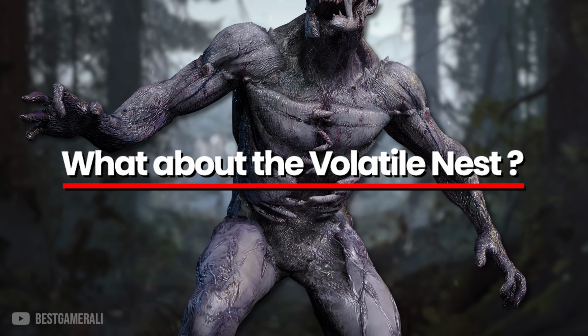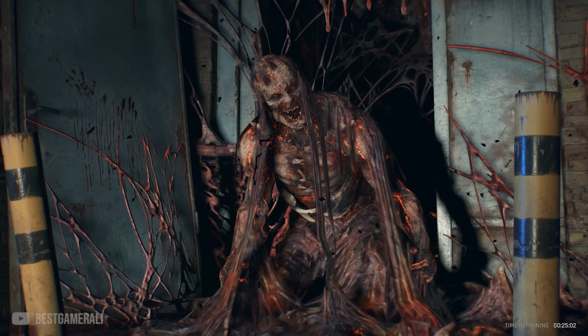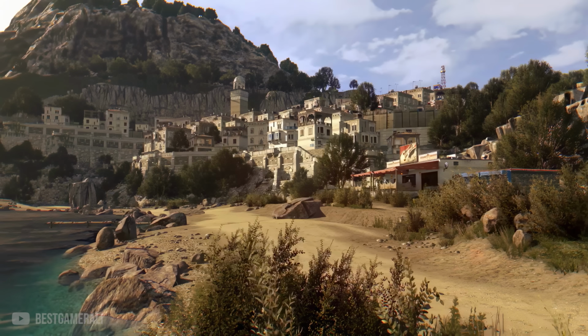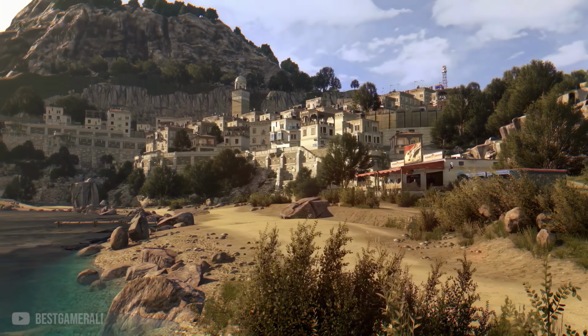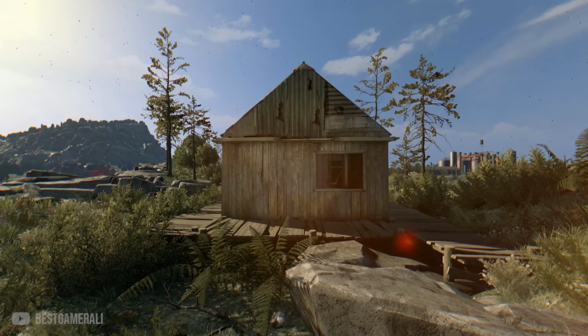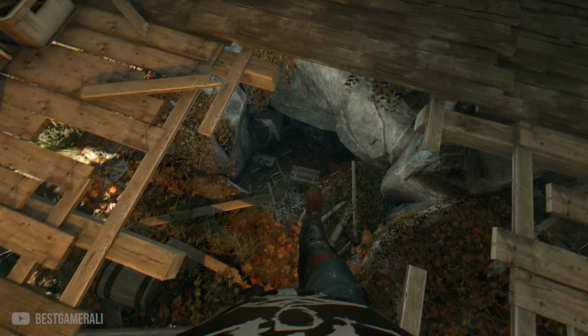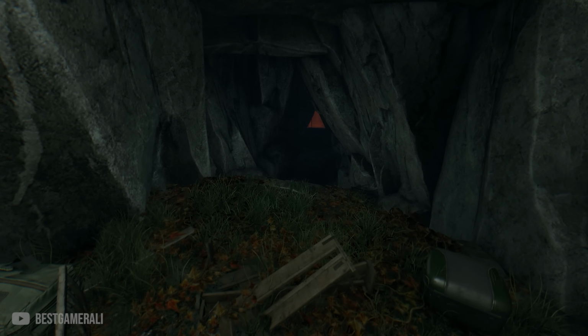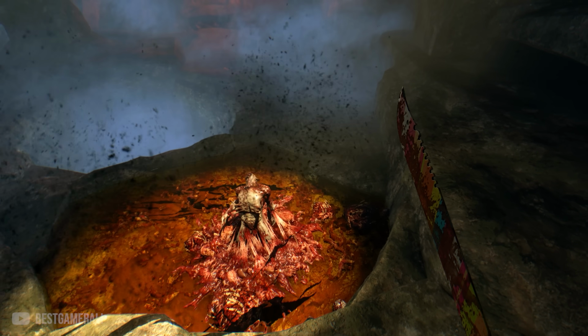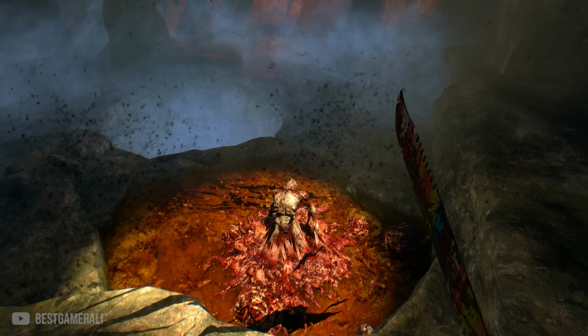But then what about the volatile nest? Since the volatiles can't reproduce, how are the nests even made? Well, the answer lies in Dying Light the Following DLC during the side quest Ascend Over Flesh, where we learn about Sabbath, a villager from the countryside that falls inside an active volatile hive, only to be later found by Kyle Crane as half volatile, half human.